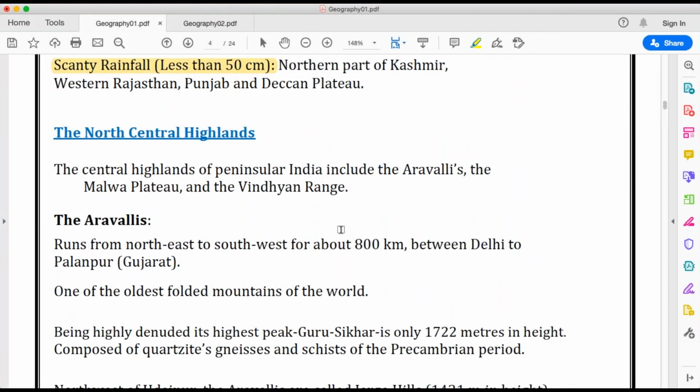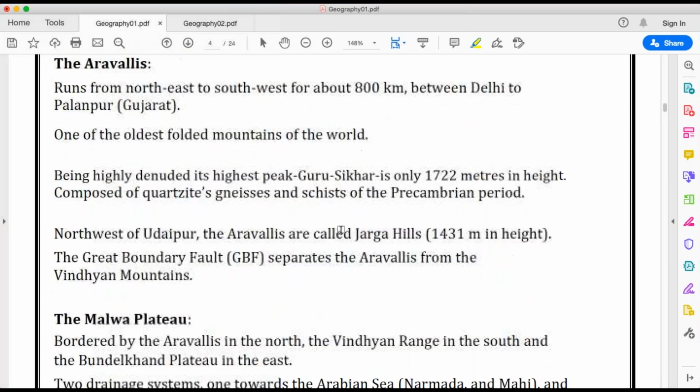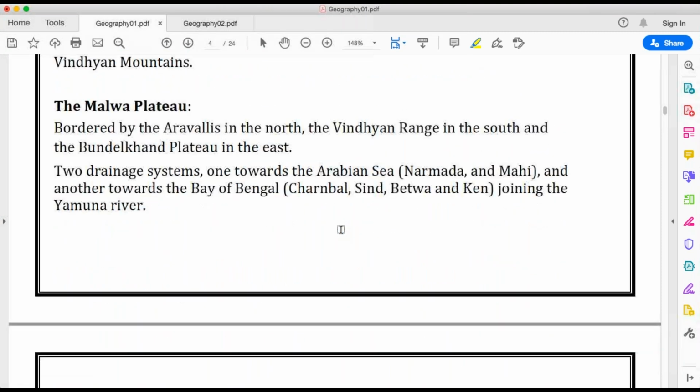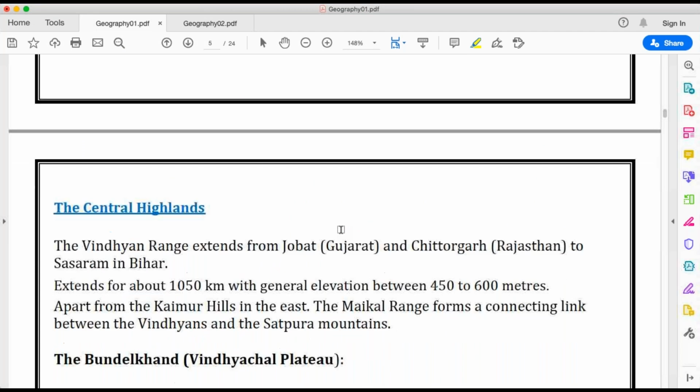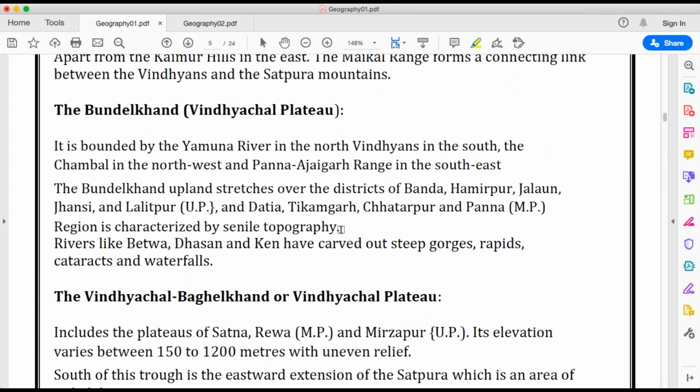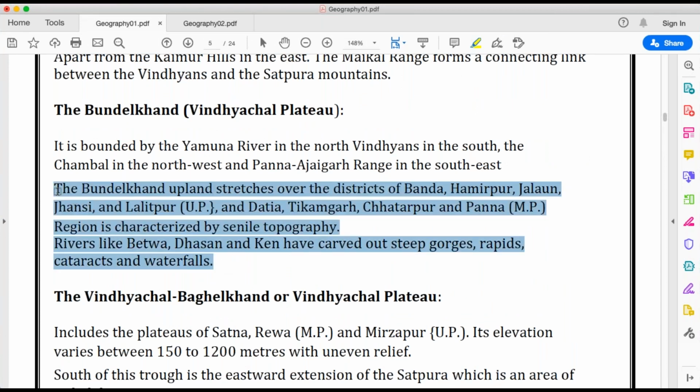Then you can skip this part. You don't need to study this in detail. You can again skip this Malwa Plateau part, the Aravallis part, the Central Highlands, the Bundelkhand. What you only need to remember is this part in the Bundelkhand subsection. Just remember where the Bundelkhand upland stretches to, and which are the rivers in this particular region.